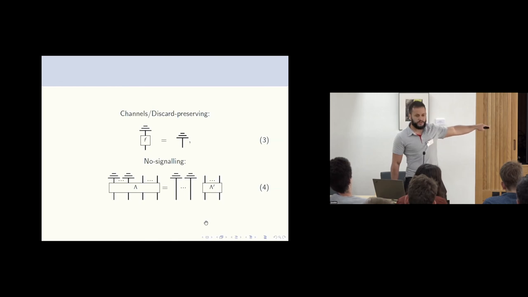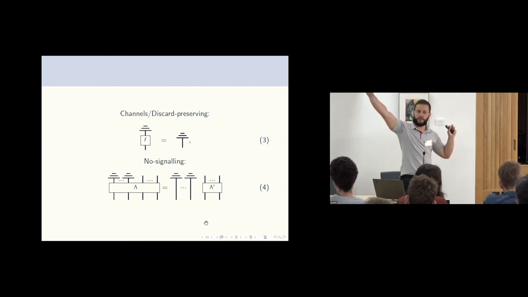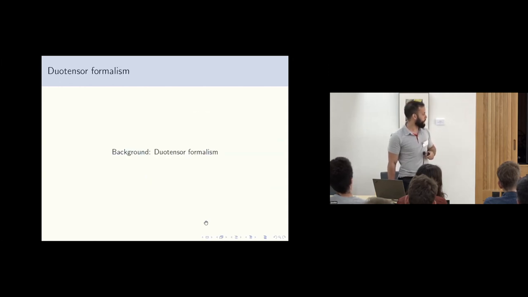So if you use this condition and try to use this channel to transmit information from one wire to another wire, you see that this is impossible. That's why this diagrammatic notion captures the idea of no signaling.